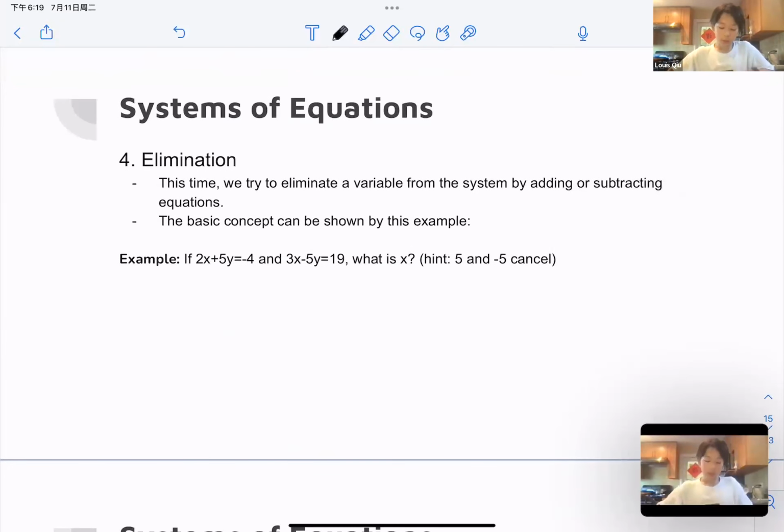Okay, so elimination. This time we try to eliminate a variable from the system by adding or subtracting equations. The basic concept is shown by this example. So I'll give you guys a minute to try and solve this problem. This one.